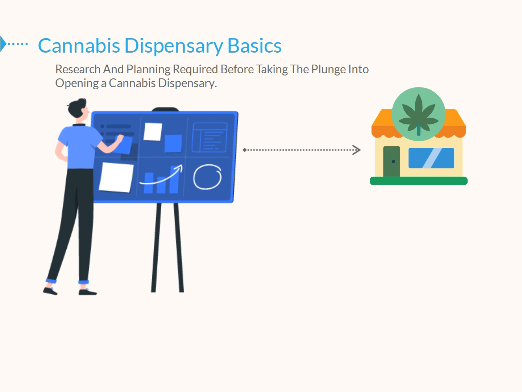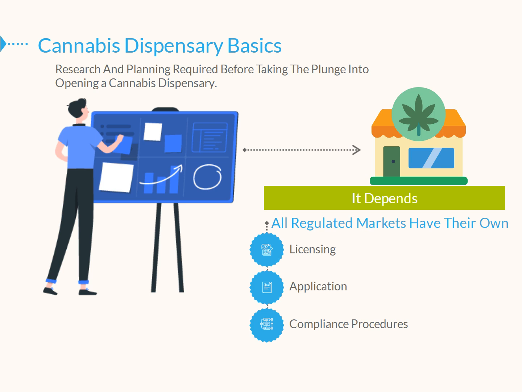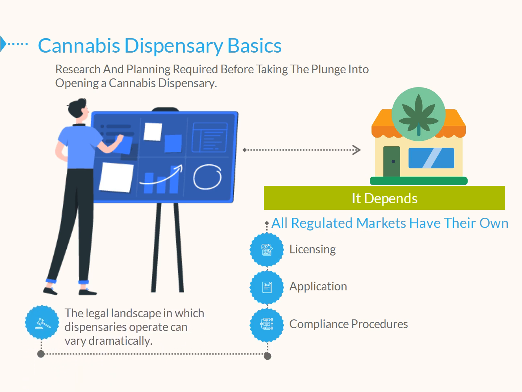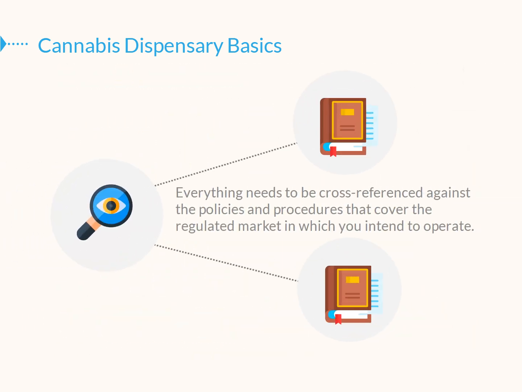You'll notice that one recurring answer in this training is it depends. All regulated markets have their own licensing, application, and compliance procedures, meaning the legal landscape in which dispensaries operate can vary dramatically. We'll try not to harp on the point, but always remember that everything needs to be cross referenced against the policies and procedures that cover the regulated market in which you intend to operate.